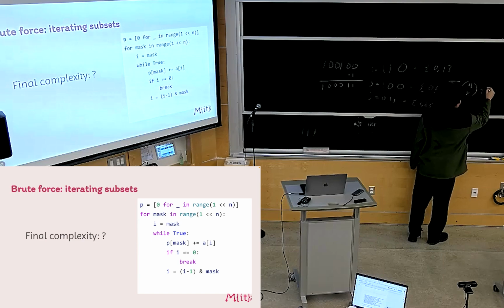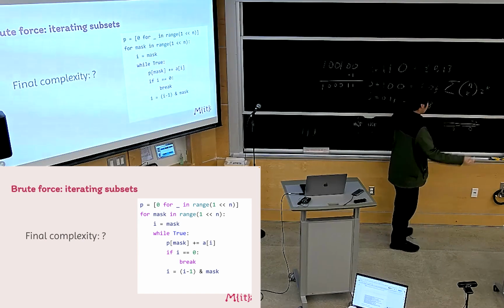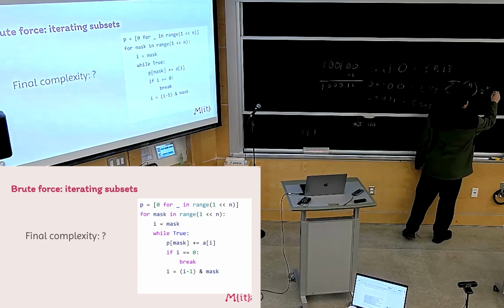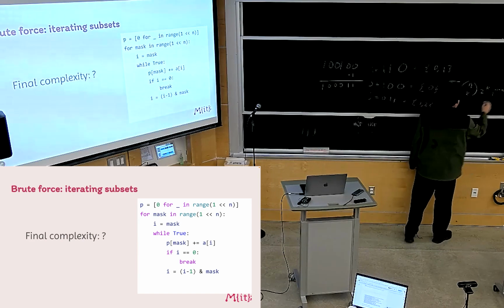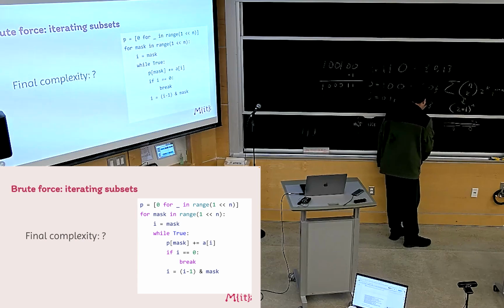So, one way you can see it is that you are summing n choose k times 2 to the k, which you can also write with a 1 to the n minus k here, and this is equal by the binomial theorem to 2 plus 1 to the n.